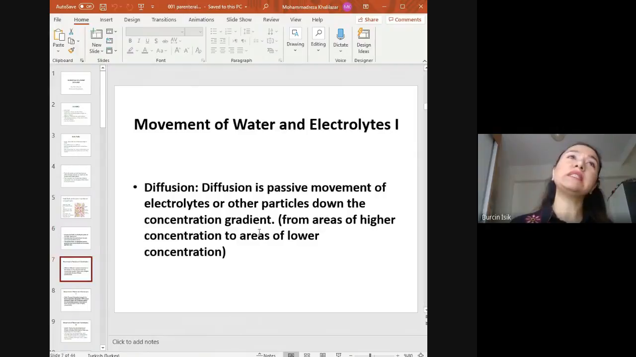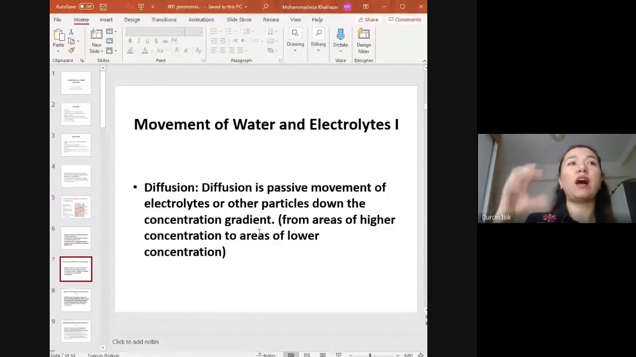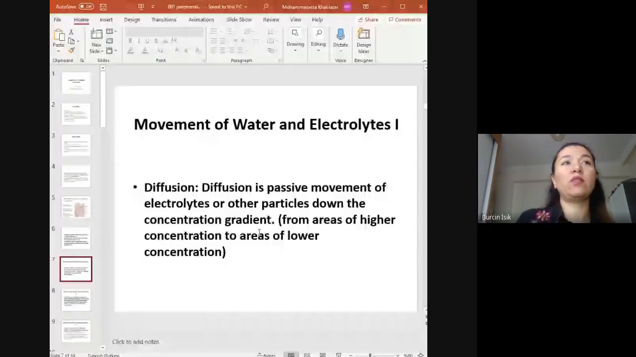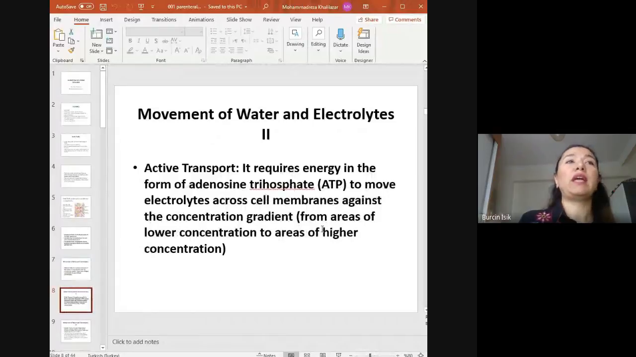Movement of the water and electrolytes happens in three types of movement. First one is diffusion. Diffusion is passive movement because the particles go from an area with higher concentration to lower concentration, so it doesn't need energy. But the second one goes from an area with lower concentration to higher concentration, so this type needs energy.